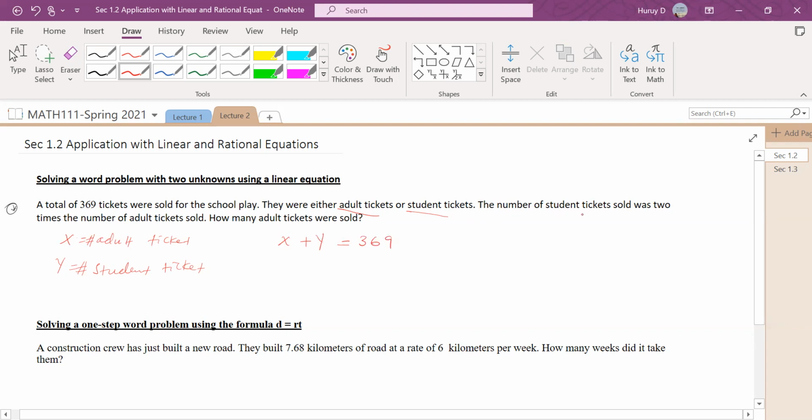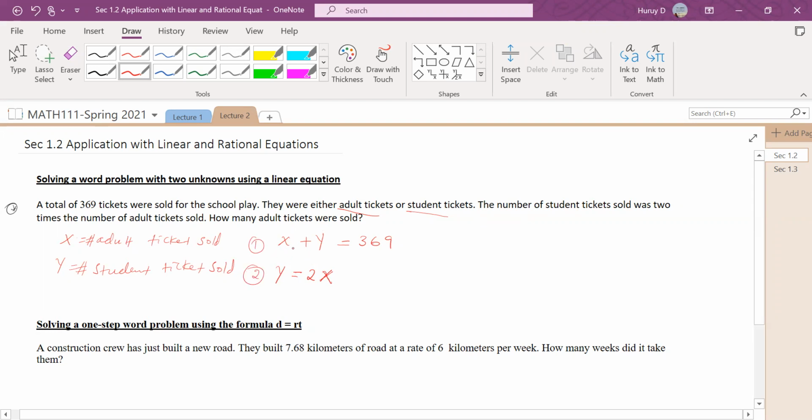The number of student tickets sold was 2 times the number of adult tickets sold. So the number of student tickets sold is y. Based on this sentence, y equals 2 times the number of adult tickets, which is x. So we have one equation and the second equation. So we have 2 equations.